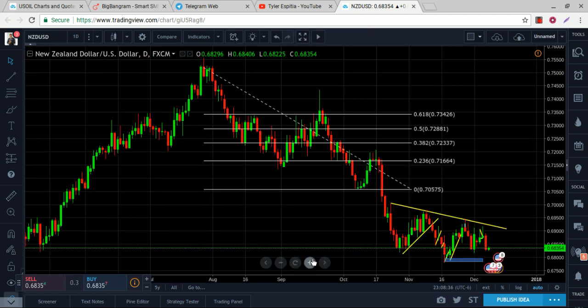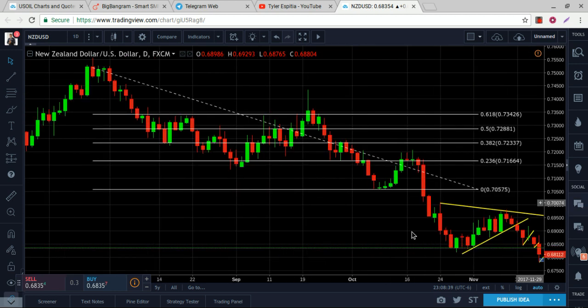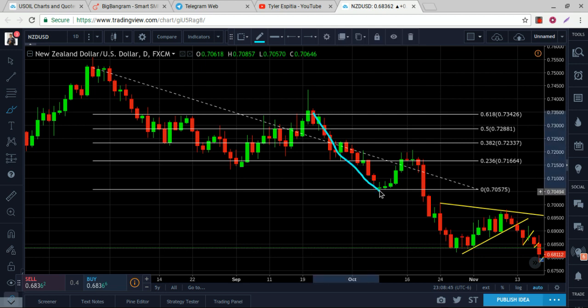So you're going to go ahead and zoom in. Look at this. So price comes down. It's going to pull back. We know the overall trend is down. So price pulls back. Notice this price action here on the 236.